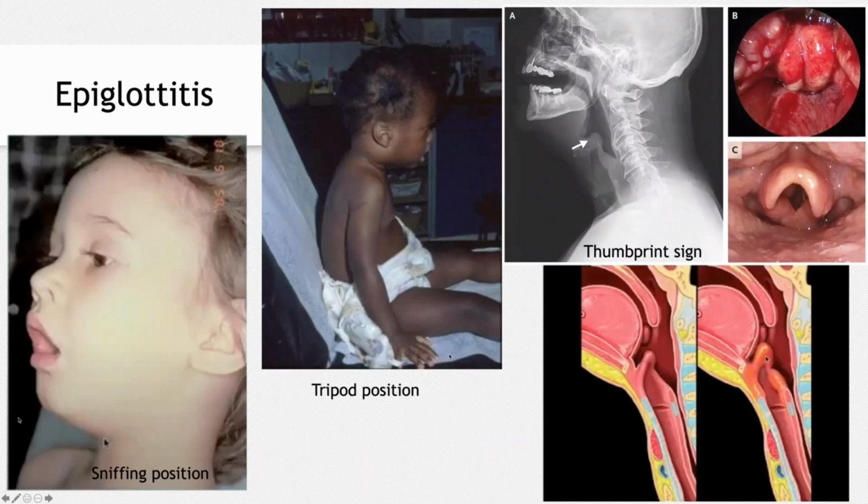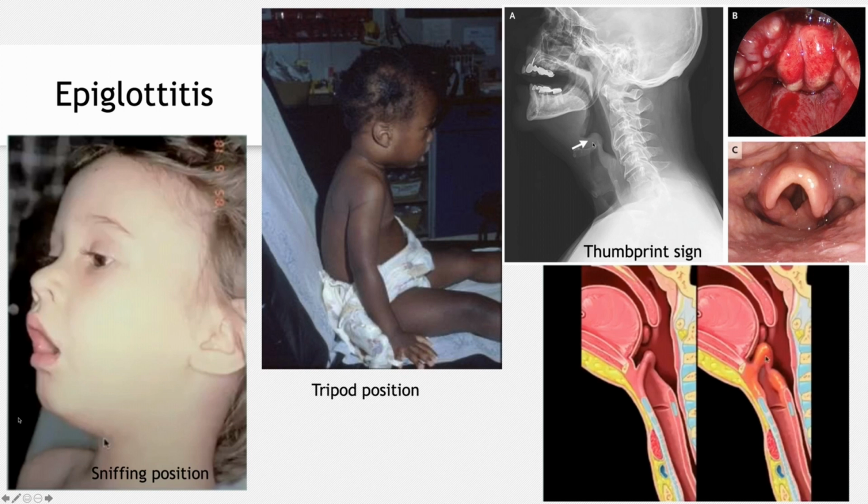It is said that George Washington died of epiglottitis. That's interesting, just a little fact I'd like to throw in there. These are some of the findings that you would see. So this is that sniffing position, neck stretched up and out, mouth open, gasping for air. This is the tripod mixed with a little bit of a sniffing position, sitting up and forward with the neck extended and the mouth open.